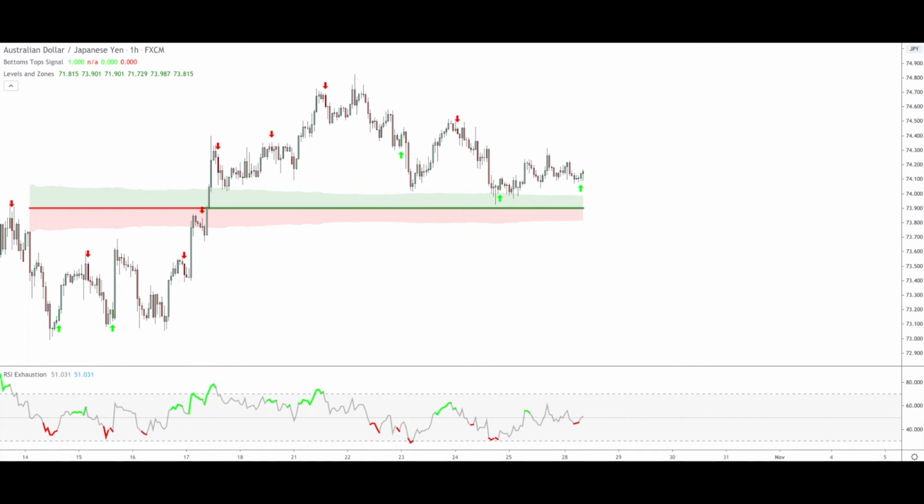Today we are looking at the Australian dollar versus Japanese yen on the 1 hour time frame, and we are using three indicators. The bottom stop signal and the RSI Exhaustion down here are the ones that we will use to build the setup that I'm going to show you, and the third one, the levels and zones, will be used as an extra confirmation to support our analysis.